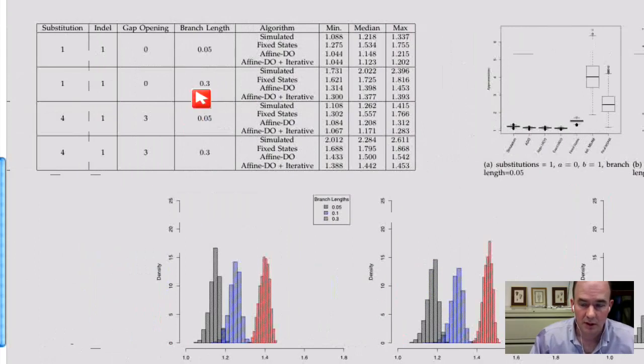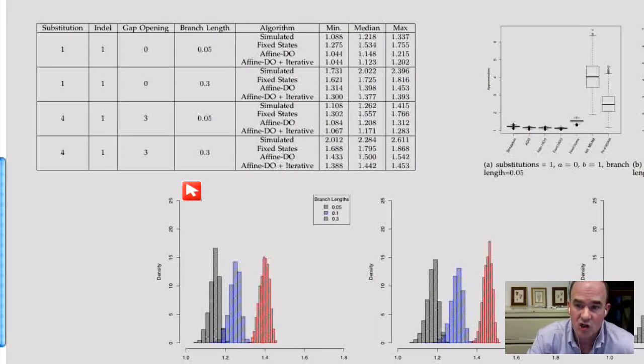Okay? So, if we look at the first in each of these boxes: simulated, fixed states, affine DO, and affine DO plus iterative. Now, the key thing is the simulated is the true path. That's what actually happened in simulated data. Fixed states is a guaranteed factor of 2 in the worst case over the absolute minimum. And then we have affine DO and affine DO plus iterative. Now, affine DO plus iterative means we did the n squared process to get the initial assignments, and then we did an n cubed process to try to refine them.